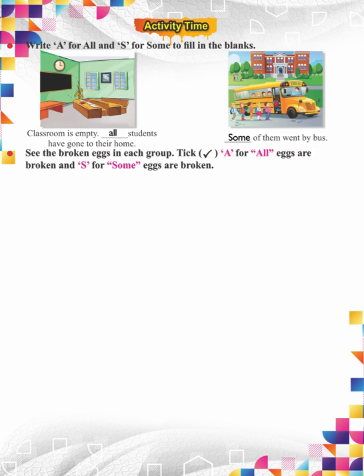See the broken eggs in each group. Tick A for all eggs are broken and S for some eggs are broken. Dear children, it is very easy. See carefully and tick A or S.